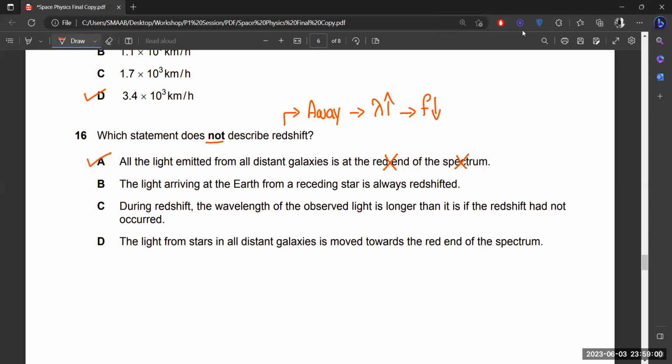Let's check out the others. The light arriving at the Earth from the receding star is always redshifted. Yes, because the stars are moving away from the planet, so there will be redshift. During redshift, the observed wavelength is longer, so that is also correct, greater wavelength. The light from the star in all distant galaxies is moved toward the red end of the spectrum, so that is right. But "all light emitted from the distant galaxies is at the red end of the spectrum" is not right, because when we talk about moving away or towards, you need to identify redshift or blue shift. It never means that it will always be at the red end of the spectrum. It depends upon whether they are moving close or moving away.